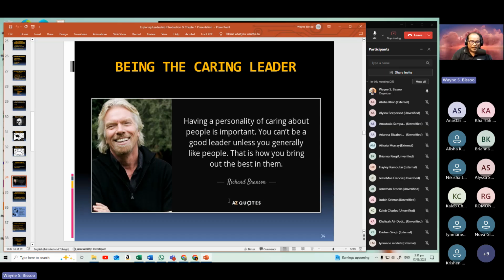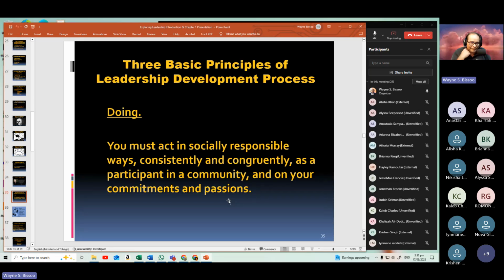All right. Having a personality of caring about people is important. You can't be a good leader unless you genuinely like people. That's how you bring out the best in them. People are not going to work hard for somebody or with somebody if they don't care about you. It makes sense to think about that from that perspective. Third element in the developmental process, the doing part.